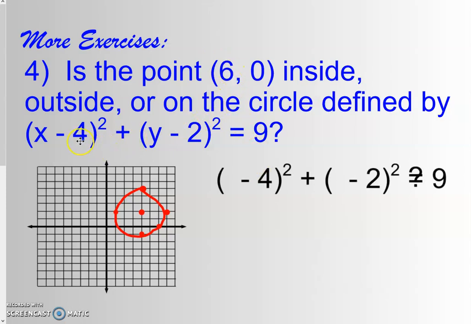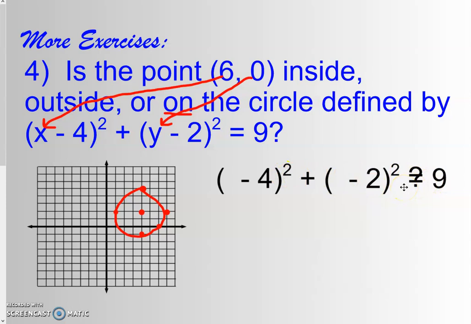We know that the equation of this circle looks like this, where we have an x and we have a y. And I would say that if a point is actually on the circle, then it should make this equation true. Meaning, I could put a 6 in for x, and I could put a 0 in for y. And if I did that, I would get 9. It would work out to be true.